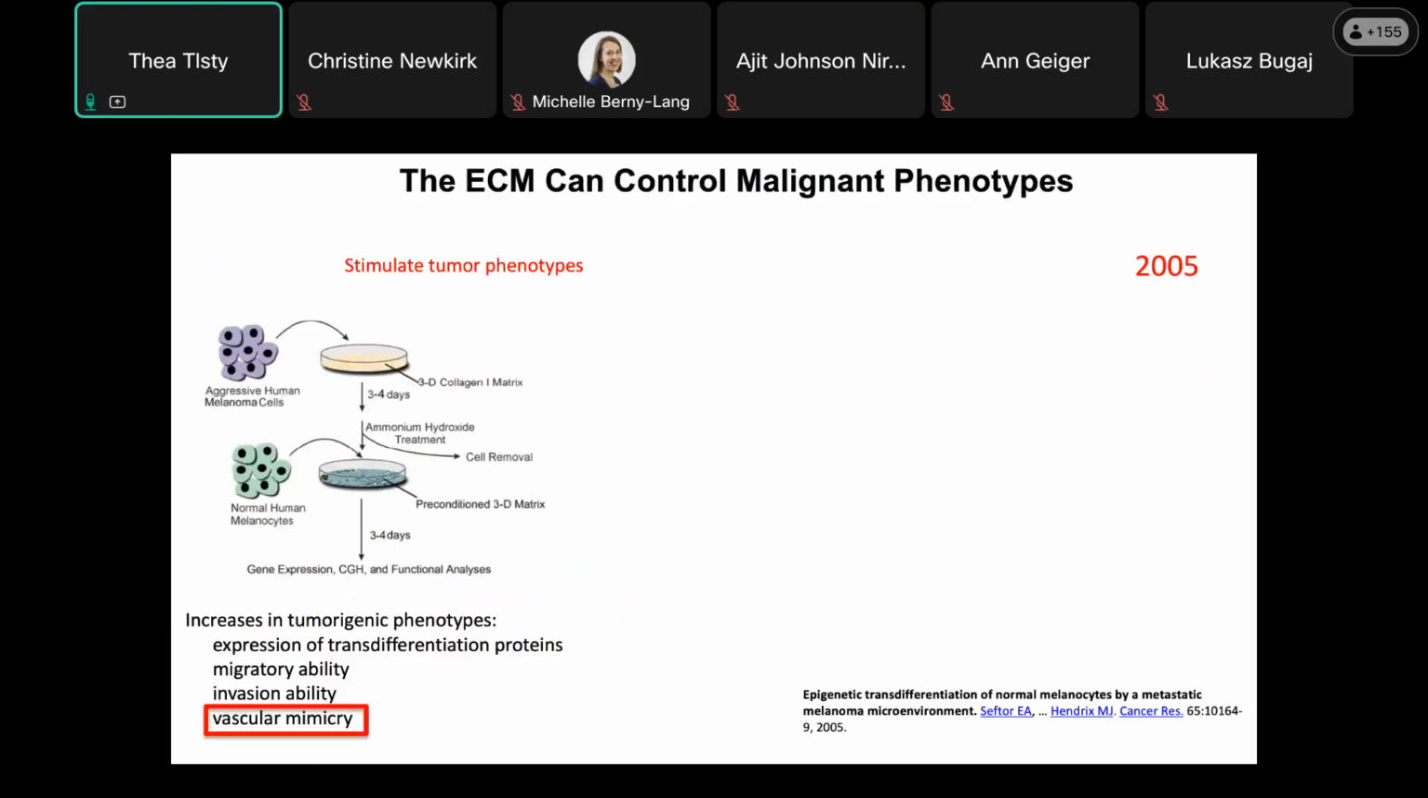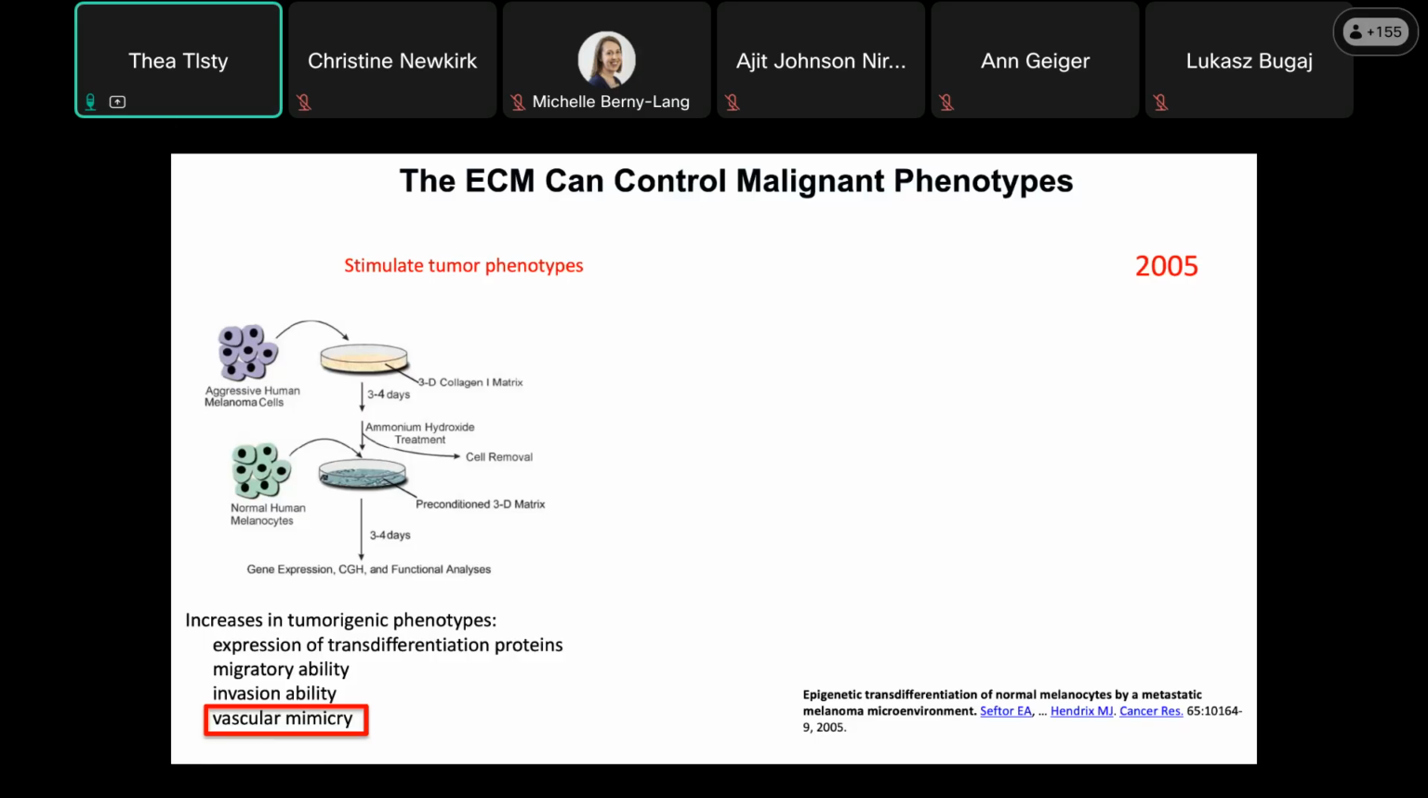This is a beautiful experiment by Mary Hendrix. What she did, this is now looking at the ECM. She took aggressive melanoma cells, put them on a plate, allowed them to set down a matrix, and then decellularized the plate, removing all live cells. On top of that matrix, she put normal melanocytes, watched them for several days, and what she found out is that the normal melanocytes now acquired tumorigenic phenotypes.